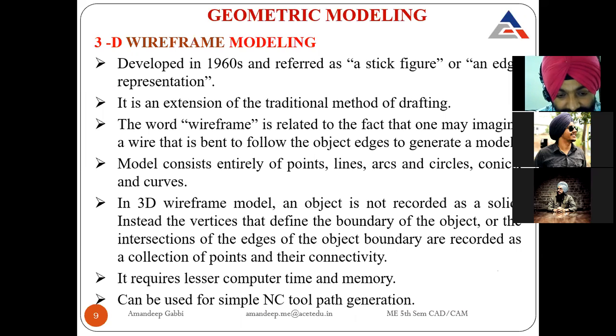In 3D wireframe models, an object is not recorded as a solid. Instead, the vertices that define the boundary of the object, or the intersection of the edges of the object boundary, are recorded as a collection of points and their connectivity. As I have told you, it doesn't look like a solid, but actually it is a figure of a solid made just by connecting some lines.